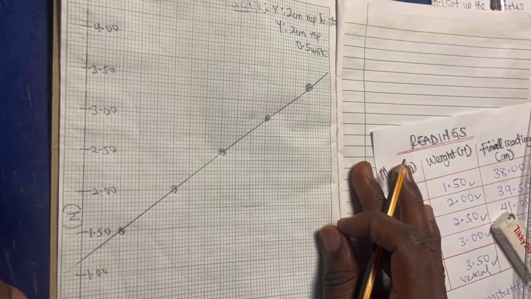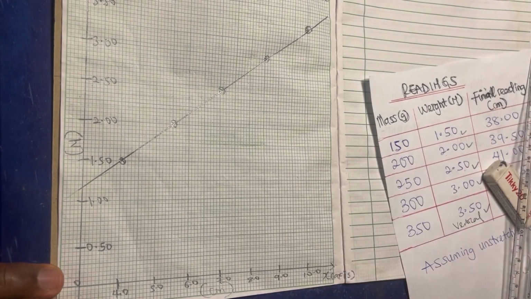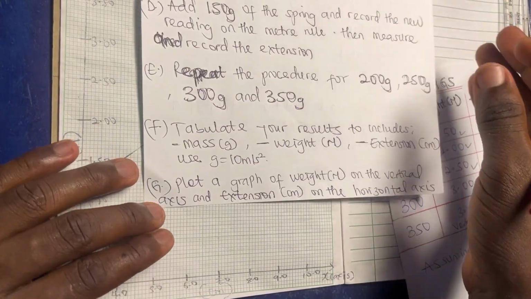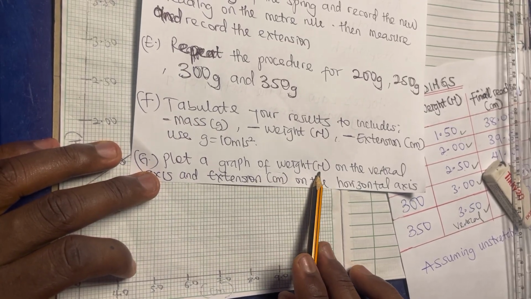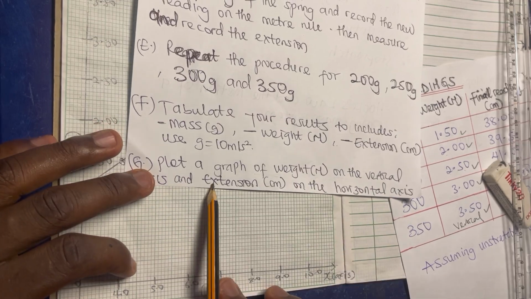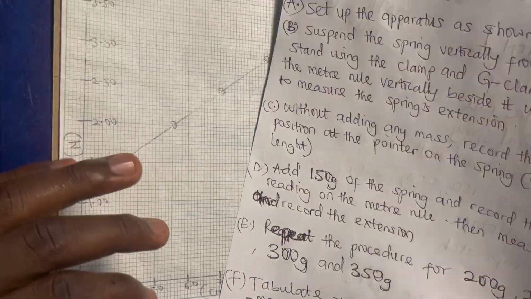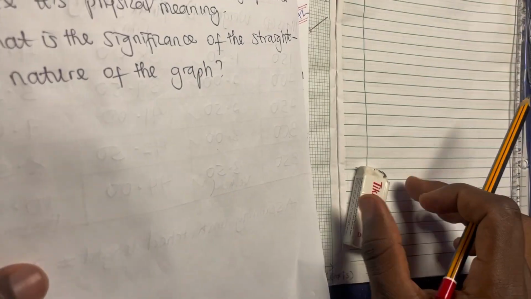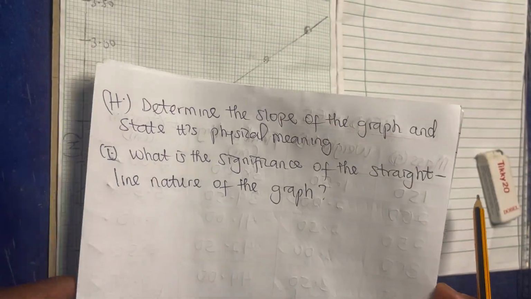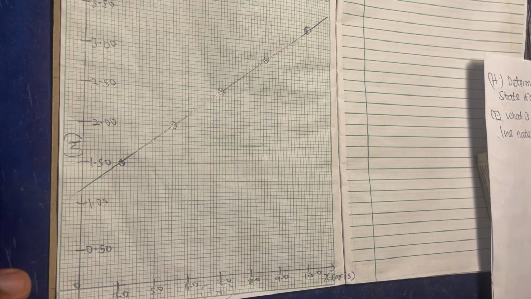So the graph looks like this. I think I've answered this question here. They said to plot a graph of weight in Newtons on the vertical axis and extension in cm on the horizontal axis, so you have done that. And then the next question says that we should determine the slope of the graph and state its physical meaning.